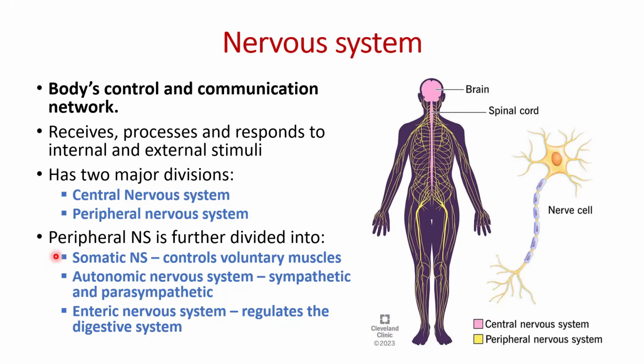So peristalsis is controlled majorly by the enteric nervous system, telling one part of the esophagus to contract and then telling the other part of the esophagus to relax. That coordinated movement is a function of the enteric nervous system.